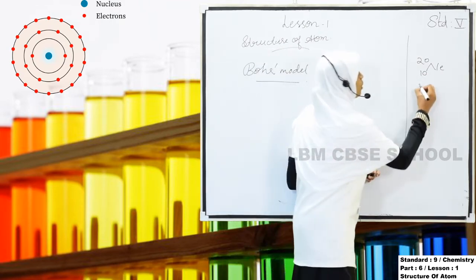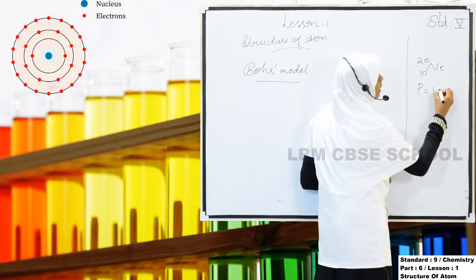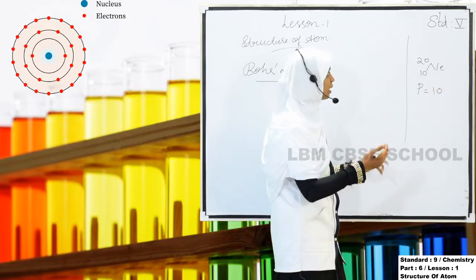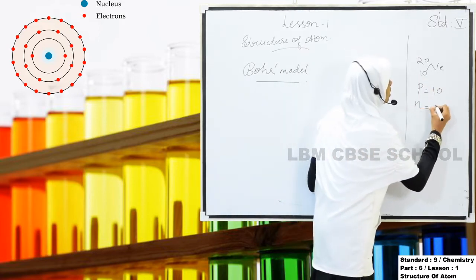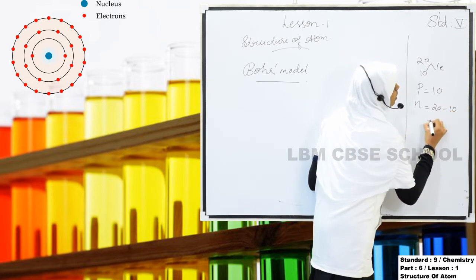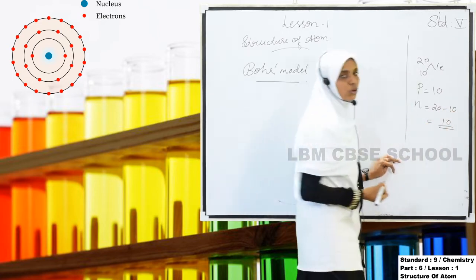Then how many protons? Protons are equal to 10, since the number of protons equals the atomic number. And how do we find the neutrons? 20 minus 10 is equal to 10. So the number of neutrons is equal to 10.